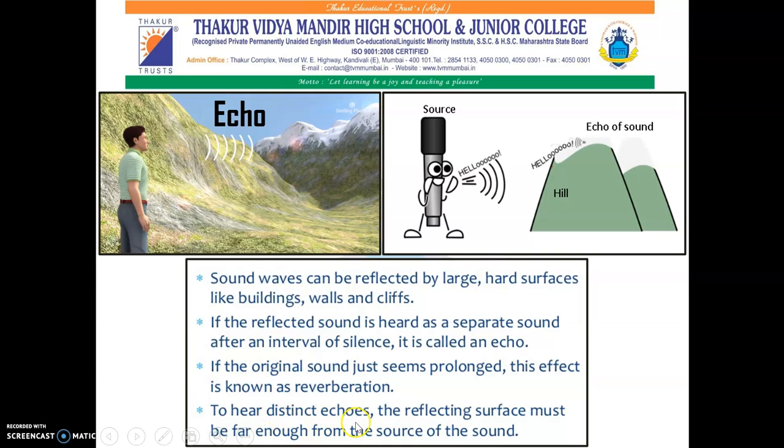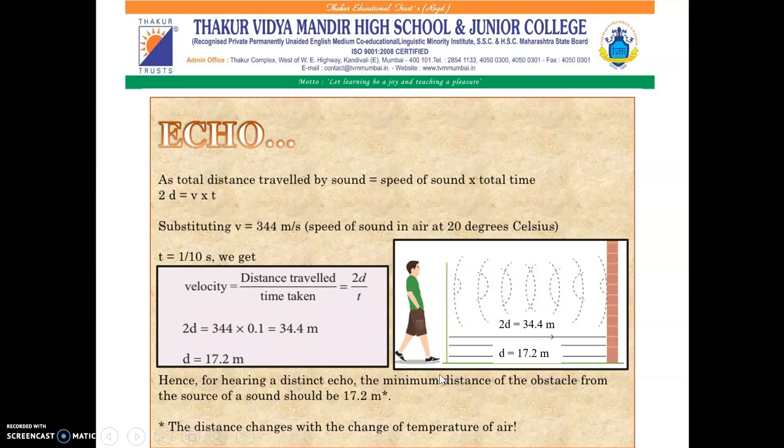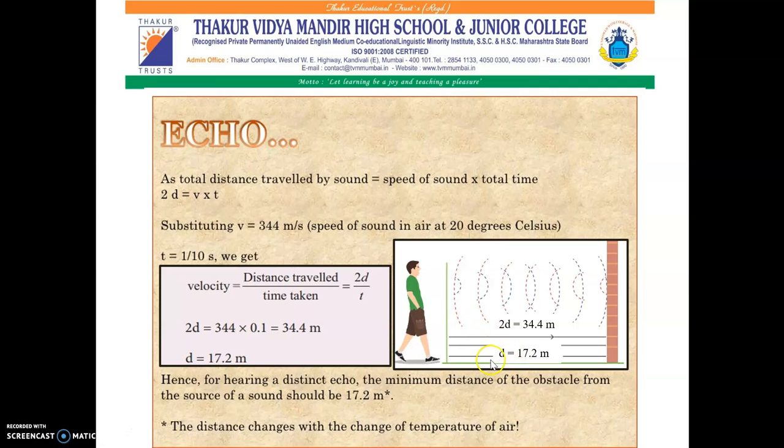To hear distinct echoes, the reflecting surface must be far enough from the source of the sound. But how far should it be? Let us calculate it. Over here you can see a person is standing at a certain distance from the wall. Say, for example, this distance is d. We need to calculate the value of this distance at which the person is standing from the reflecting surface so that he can hear the echo. In other words, we need to find the minimum distance at which the reflecting surface should be from the person so that an echo can be heard.